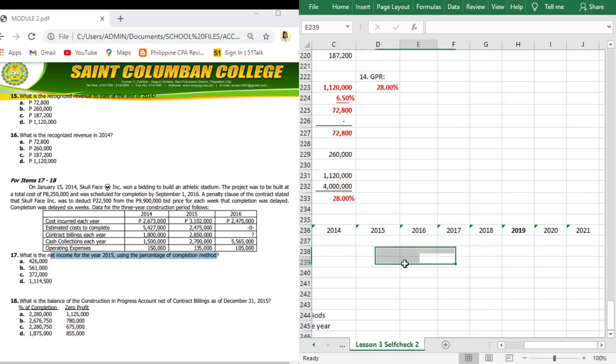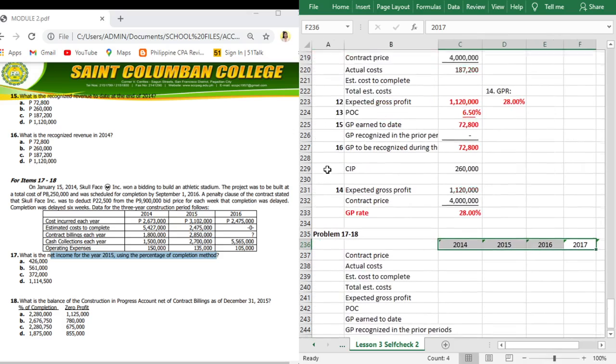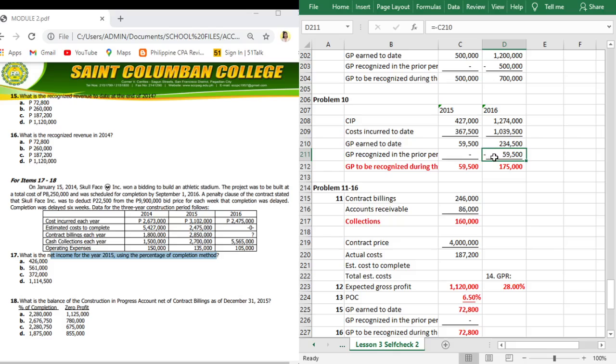Now, take note nga, di ba? If you're gonna compute 2018, makuha naman niya ang gross profit earned to date. So, that means, ang makuha niya ang gross profit earned to date, muna to ang total from 2014 to 2016. Parehaan eh. Gross profit earned in the prior year, di ba? Ang previous year naman ang atong gikanahanglan.